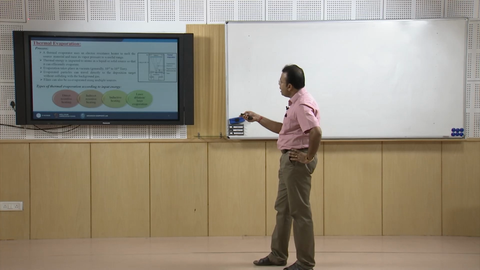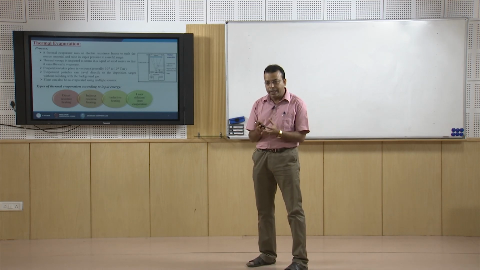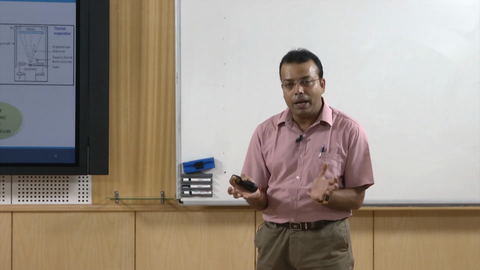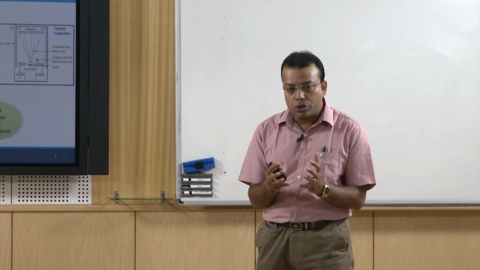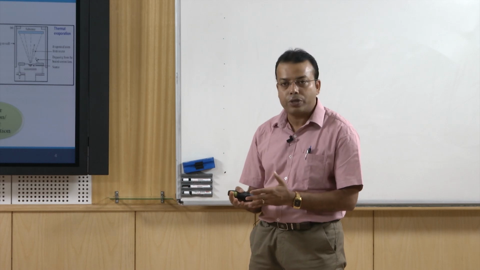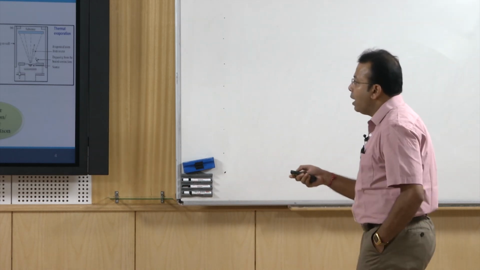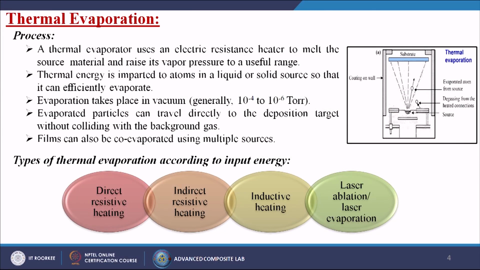A thermal evaporator uses an electric resistance heater to melt the source material and raise its vapor pressure to a useful range. Sometimes we use a heating element or heating coil, which gives a thermal environment by which your source comes into the vapor form, and that vapor deposits onto your substrate, whether metals, ceramics or polymers. Thermal energy is imparted to atoms in a liquid or solid source so that it can efficiently evaporate. Evaporation takes place in vacuum.